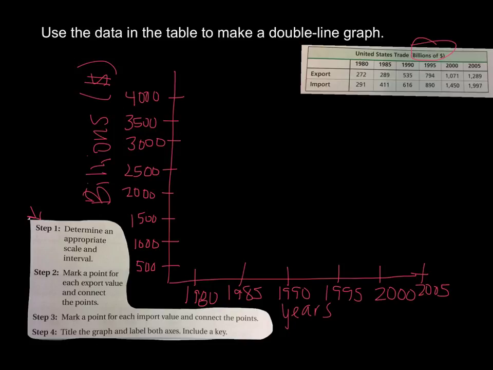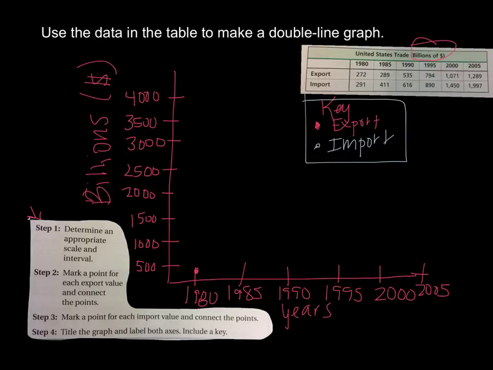So let's start by plotting our points here. In 1980, export was 272, so that's pretty low here. I need to also make a key that says this color is export, and I'm going to do light blue for import, and then we'll put a box around it. Okay, and then import for that year is 291. So we do want to start that just a little bit higher.